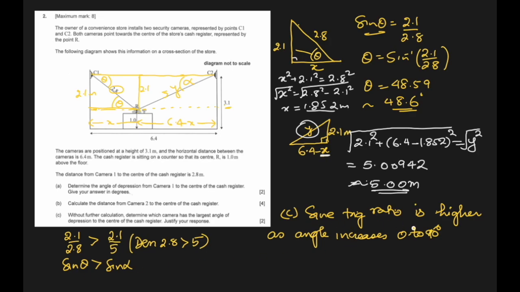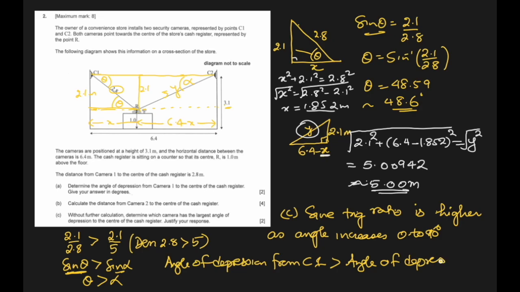Because the sine ratio is higher, the angle theta will be greater than alpha. So it means that the angle of depression from C1 will be more than the angle of depression from C2.